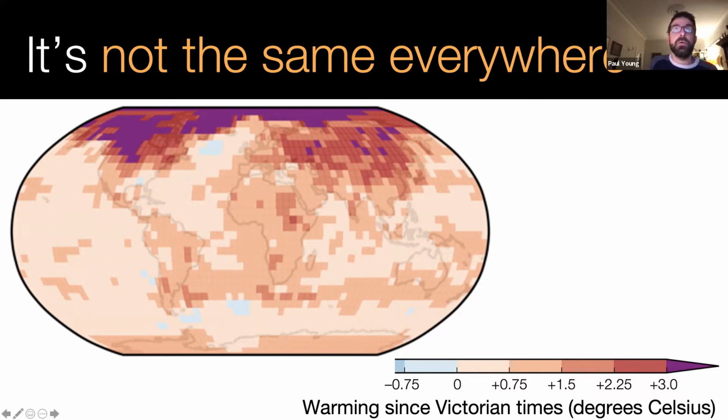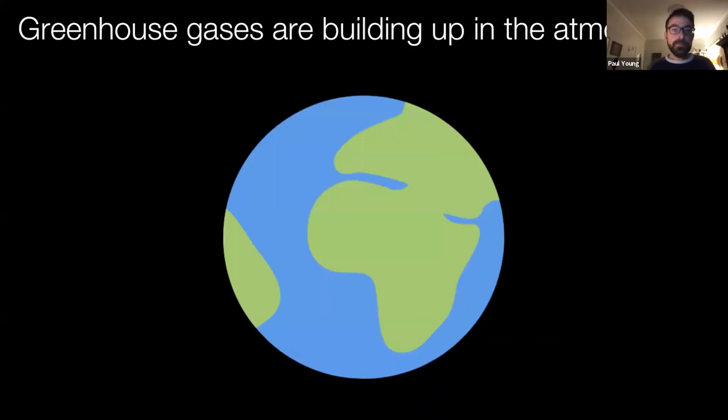What you might also notice is that the land areas have warmed more quickly than the oceans. That's because the oceans can absorb more heat without changing temperature, basically, so the lands have warmed more than the oceans. So why has that happened? Basically, I think you can probably guess what the punchline of this is going to be: we have been putting greenhouse gases up into the atmosphere. And as we add these greenhouse gases to the atmosphere, the Earth gets warmer.